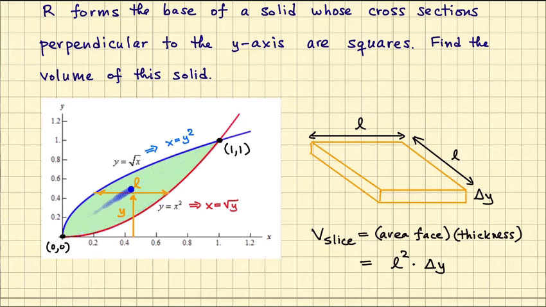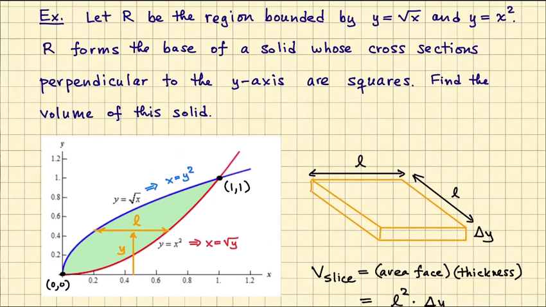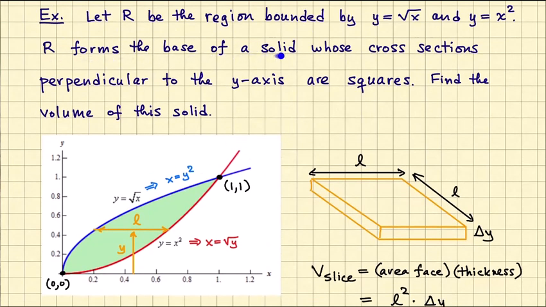We're looking at this green region, which is going to be the area between those curves, and we are going to let this be the base of a solid. There is a solid coming out of the screen at us, and the description says that R forms the base of a solid whose cross sections perpendicular to the y-axis are squares. So we're going to slice in this direction, perpendicular to the y-axis.